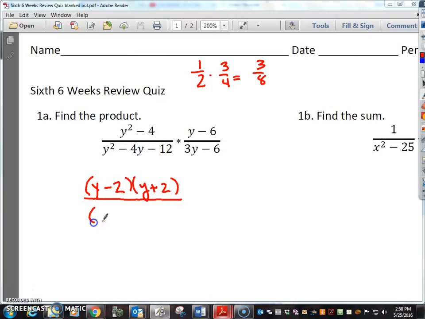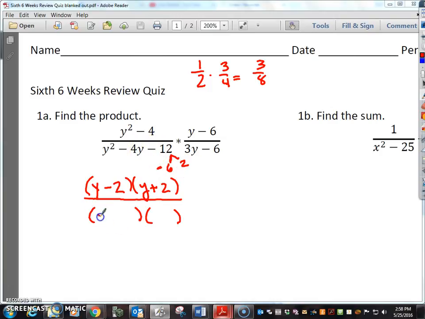Over, how do we factor the bottom? The bottom, this is a negative 12. What are the two factors of negative 12 that add up to negative 4? This is going to be 6 and 2, right? One of these has to be negative because this is negative. And notice that this is negative 4, so the 6 is negative, because negative 6 plus 2 is negative 4.